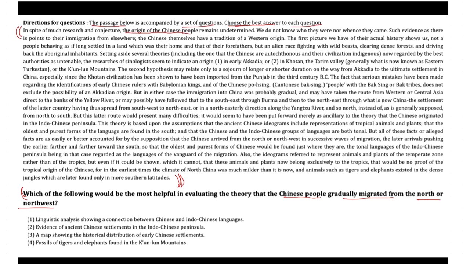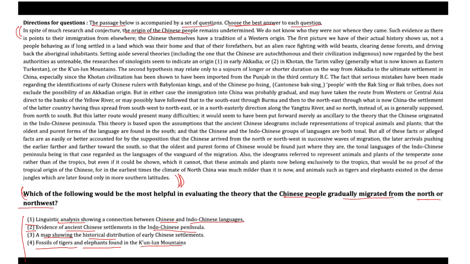The first option: linguistic analysis showing a connection between Chinese and Indo-Chinese language. Option two: evidence of ancient Chinese settlements in the Indo-Chinese peninsula. Third: a map showing the historical distribution of early Chinese settlement. And fourth: fossils of tigers and elephants found in Kunlun Mountains.